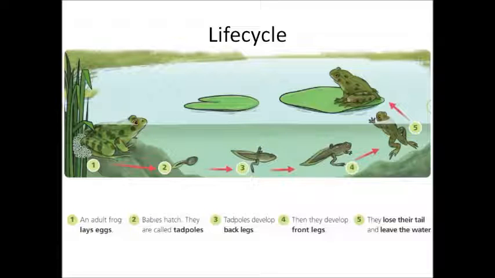Life cycle. Number 1, an adult frog lays eggs. Number 2, babies hatch. They are called tadpoles. Number 3, tadpoles develop back legs. Number 4, then they develop front legs. Number 5, they lose their tail and leave the water.